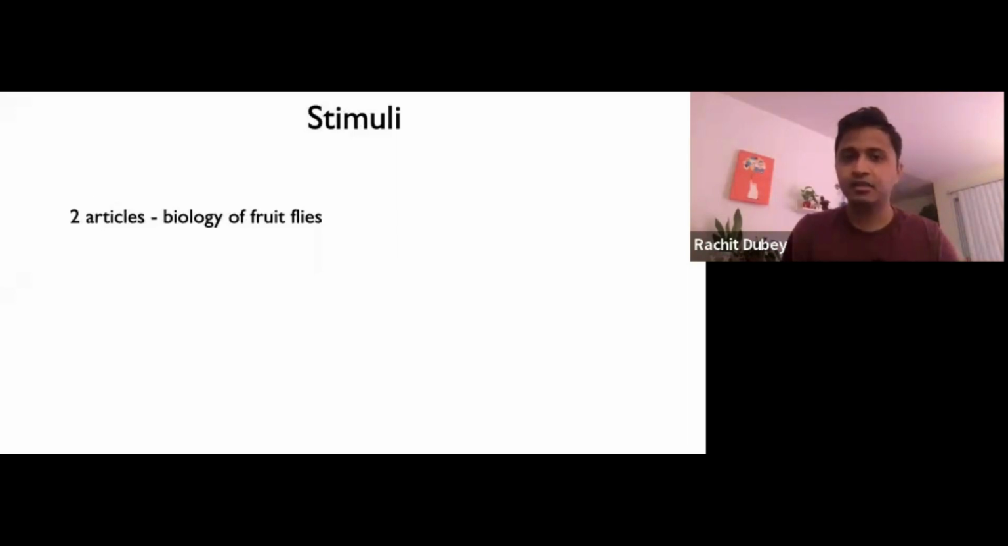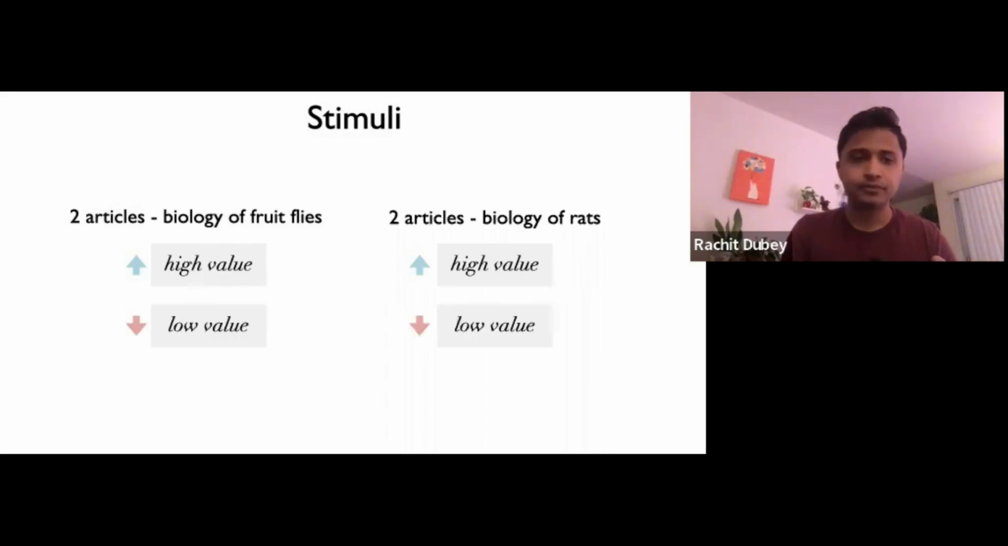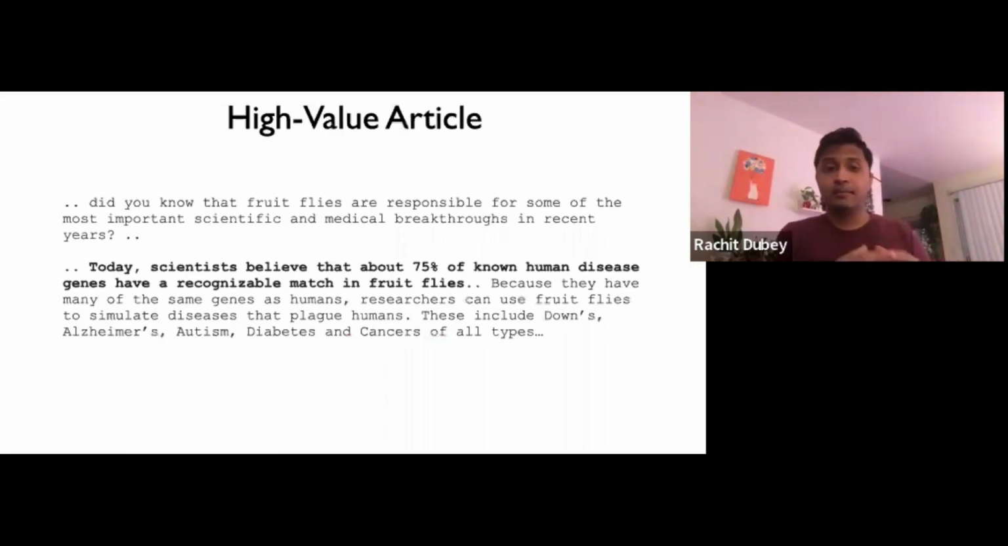So for our experiments, we used 2 short articles describing the biology of fruit flies and 2 short articles describing the biology of rats. For each of these 2 topics, that is fruit fly and rat, one article was a high value article and the other was a low value article. The main point of the high value article was to emphasize how research about that animal could be beneficial to medicine.